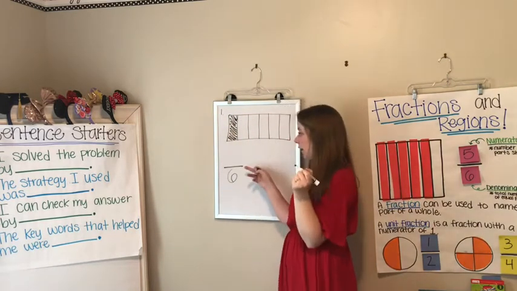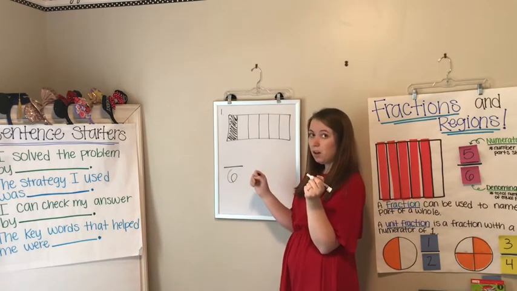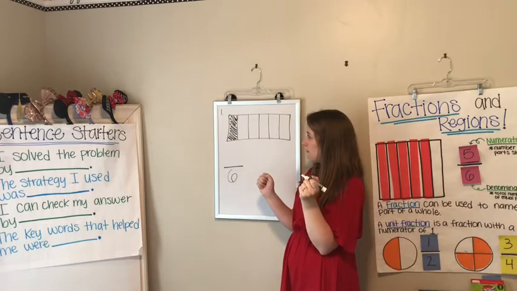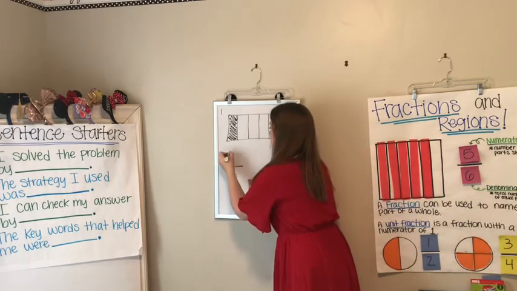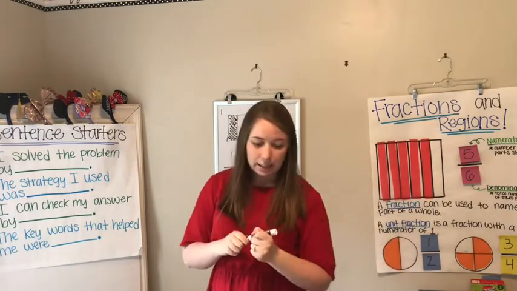All right, and remember that the numerator tells us how many parts we're looking at, or the part shaded. How many parts are shaded? Yeah, 1. All right, so then we're going to write on the line 1/6.